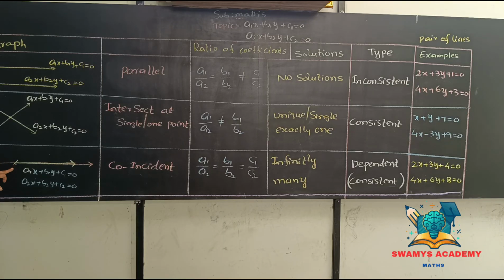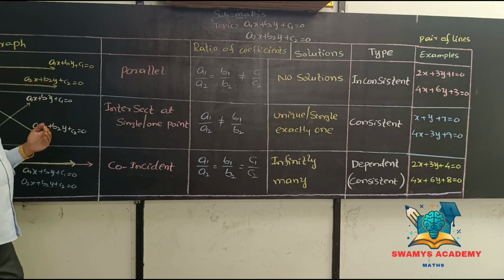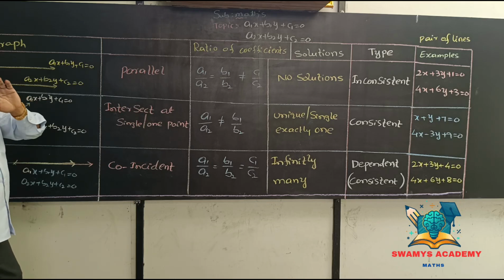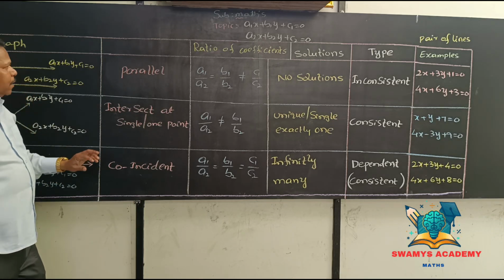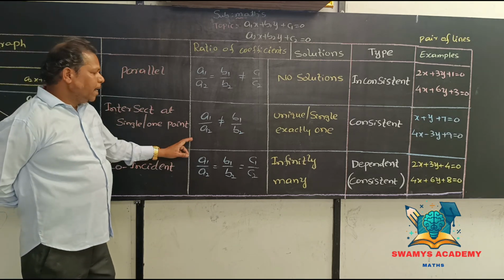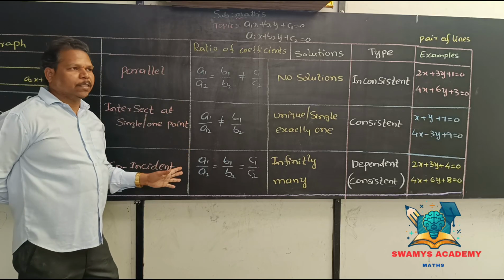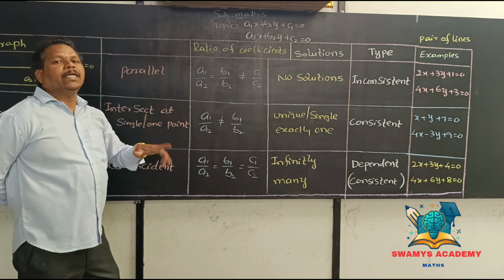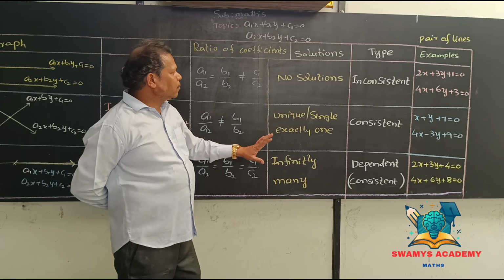Next, this is called coincident. Coincident means A1x plus B1y plus C1 equals 0, A2x plus B2y plus C2 equals 0. These two equations will lie on one another, so we call it coincident. The ratio of the coefficients is A1 by A2 equals B1 by B2 equals C1 by C2. Solution wise, we get many solutions, that is infinitely many solutions.